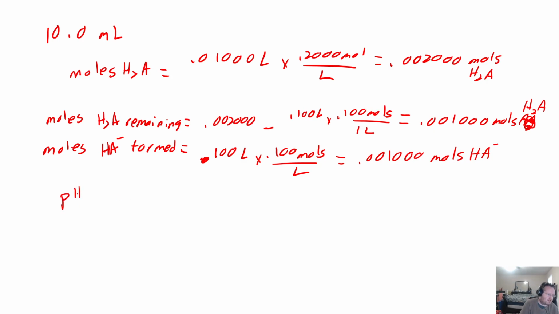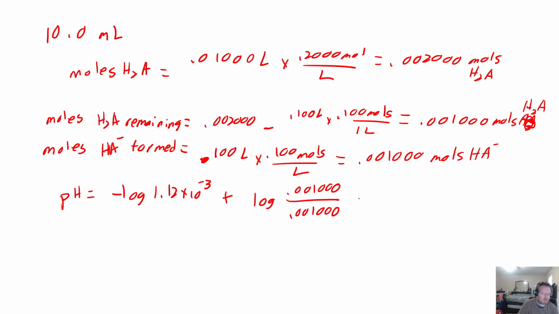So when I write out Henderson-Hasselbalch, I get pH equals the negative log of the Ka, 1.12 times 10 to the negative 3, plus the log of the base over the acid. Base in this case is HA minus, 0.001000, divided by H2A, 0.001000. And so you get the log of 1. Log of 1 is 0. That's why you can say pH equals pKa. So you get a pH of 2.95. And that's your answer for our 10 milliliter case. So we're done there. Let's move on now, and let's look at the 20 milliliter case.